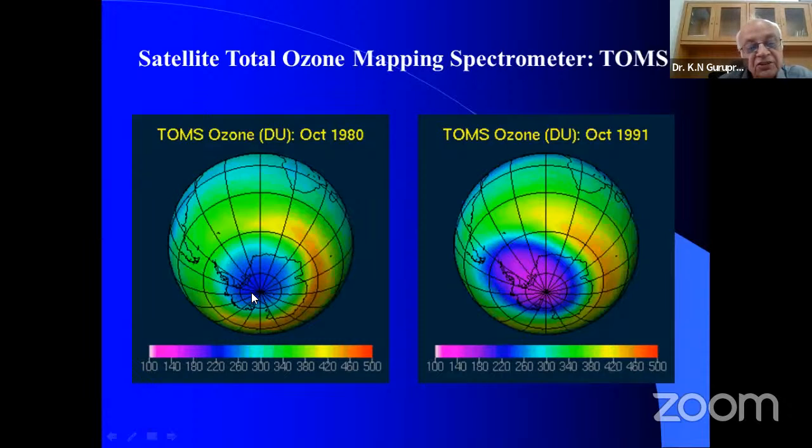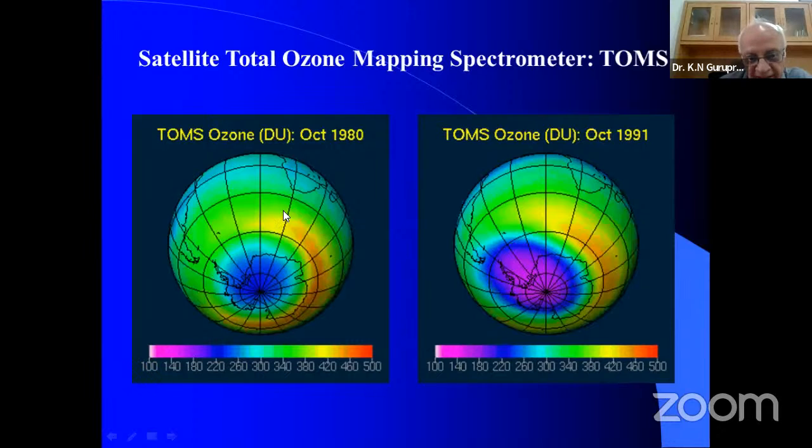And you see this green, about 300 to 340 units. This ozone mapping spectrometer is called TOMS, that is the Satellite Total Ozone Mapping Spectrometer. Here, these are called Dobson units. Don't worry about these units, except to know that wherever you find this green color, that corresponds to about 300 to 340 Dobson units of ozone. And that is considered to be the normal ozone required for our safe existence on this global surface.